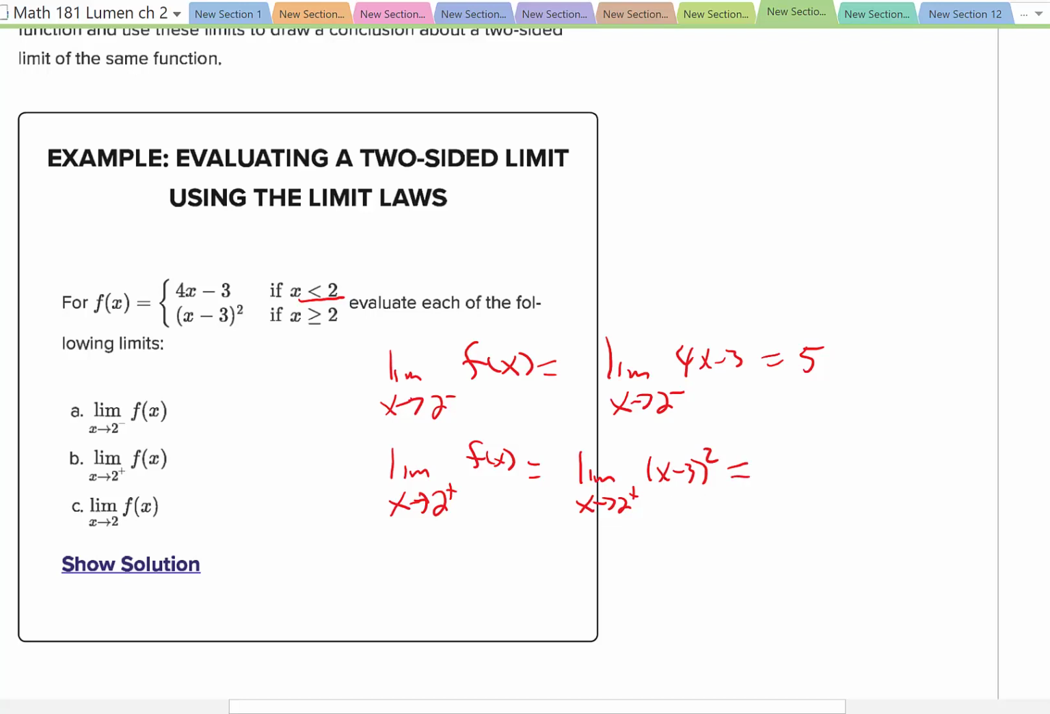Okay, so 2 minus 3 is negative 1. Negative 1 squared is 1. So we have here 5. Here we have 1. So this limit does not exist because it's not the same thing from both directions.